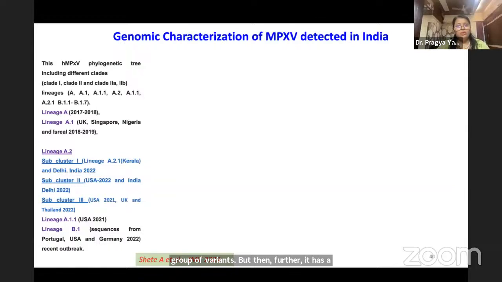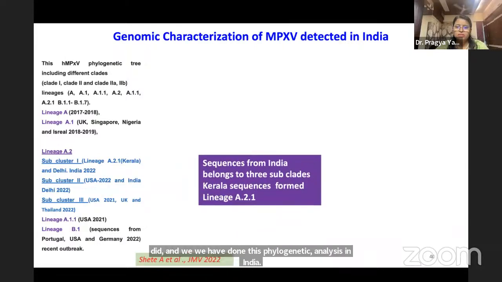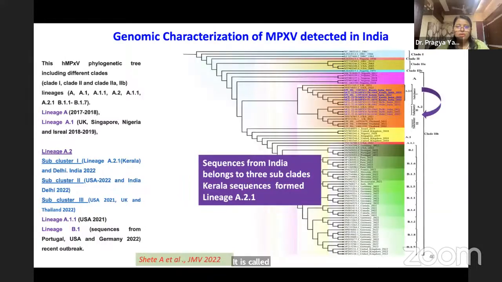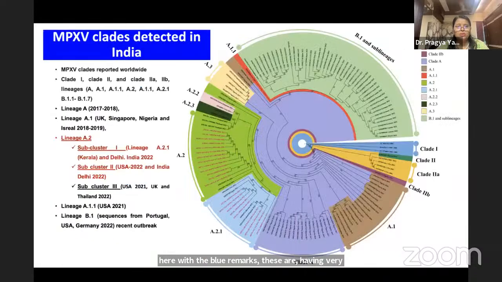If we look at the monkeypox detections, we have done this phylogenetic analysis in India. The sequences from India belong to 3 subclades, called A.2, A.2.1, and so on. We retrieved 22 complete genomes, and 13 are A.2, and 9 of them are A.2.1. Those marked in blue have very high similarity with US sequences, and similar clusters are also found in many countries.